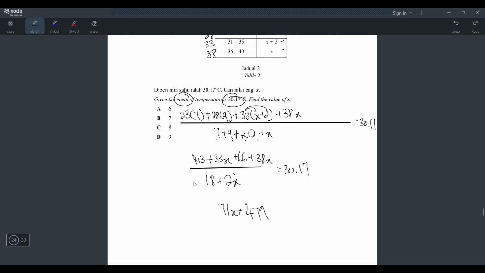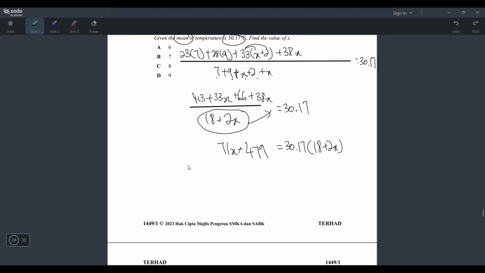Okay, and then this whole thing actually you can move up. You can move. This whole thing you can move. And once you move this whole thing, it becomes times. So 30.17 times 18 plus 2x, like this. The reason I move it up is because I want to remove the fraction, so I can find x later. Okay, let's continue. 71x plus 479 equals to, this one you can just multiply as usual, 30.17 times 18.